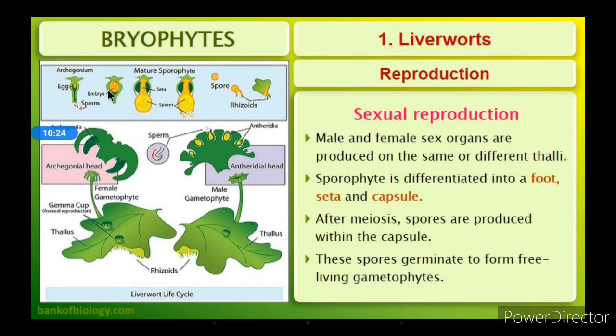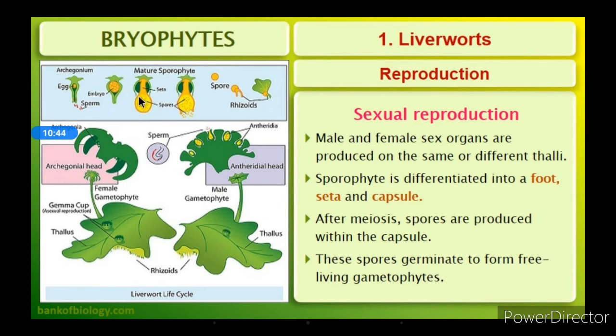Sporophytes are those which can give rise to spores, right? So after meiosis, spores are produced. So here the structure of sporophyte, this is the sporophyte. Okay, so it consists of a foot-like structure and a seta. This region is known as seta, and this is the capsule.